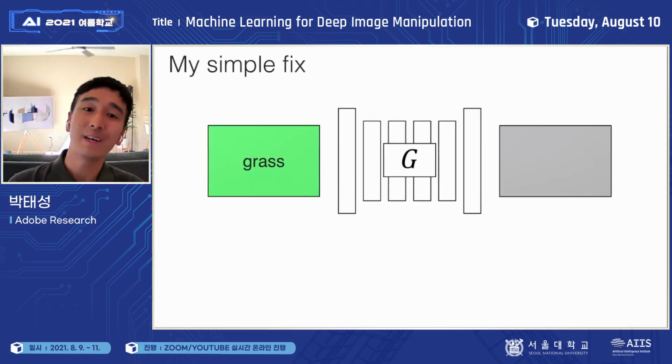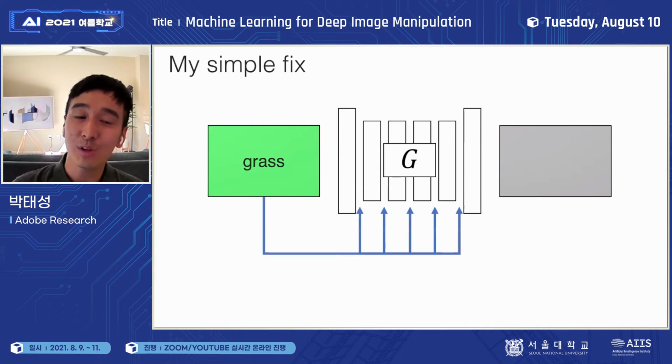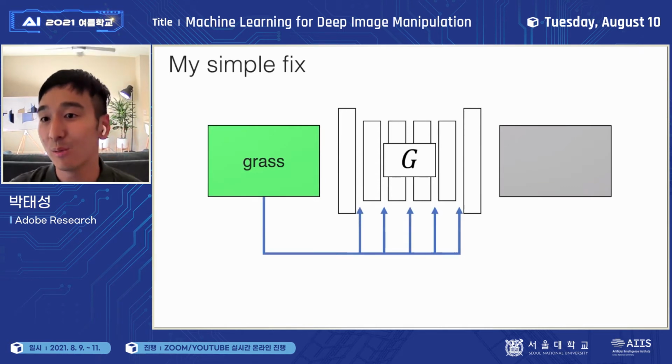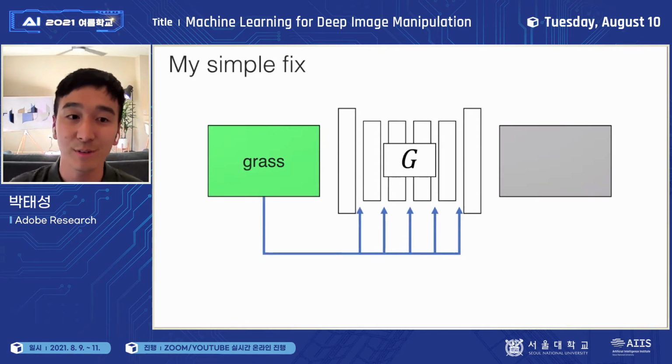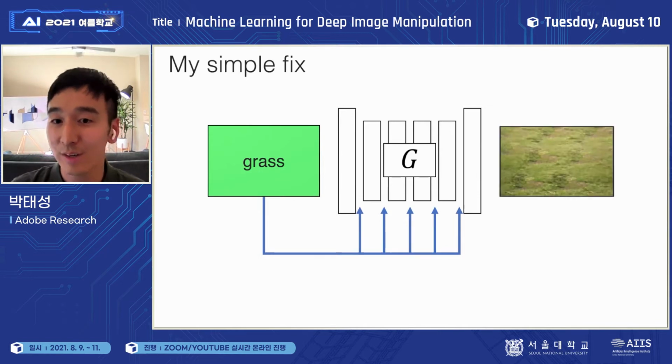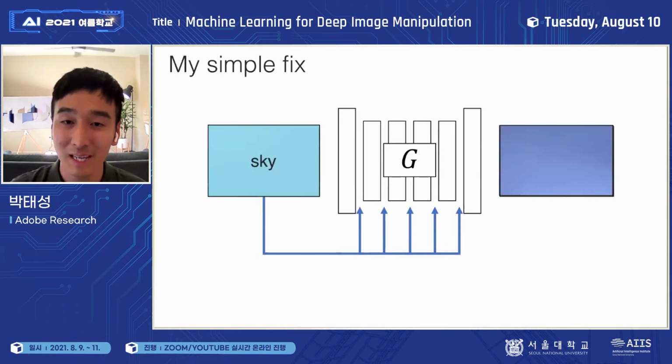So I started the fix by providing the input over and over after every normalization layer of the generator network. And by doing so, I could get the correct texture for the uniform layouts.